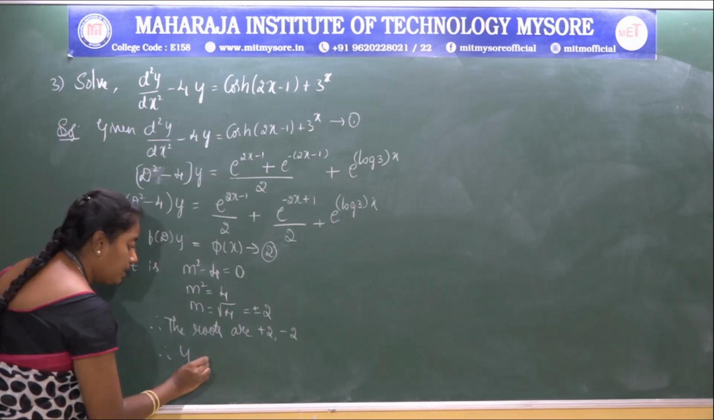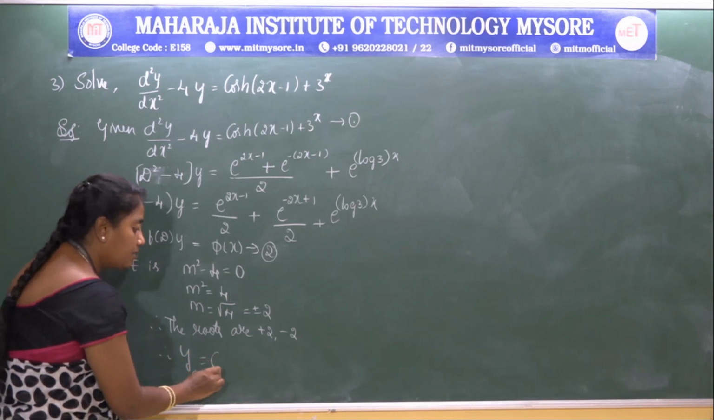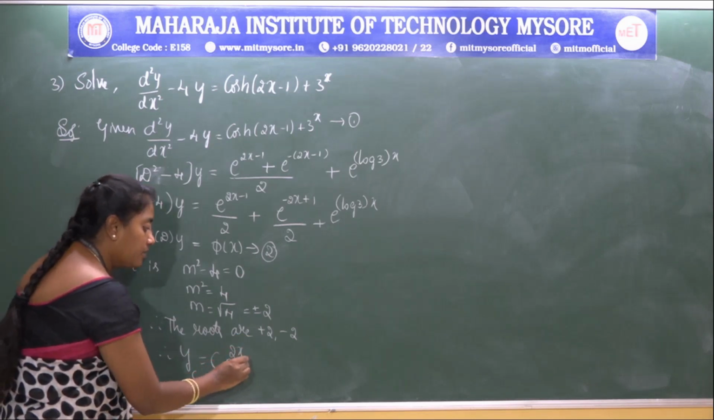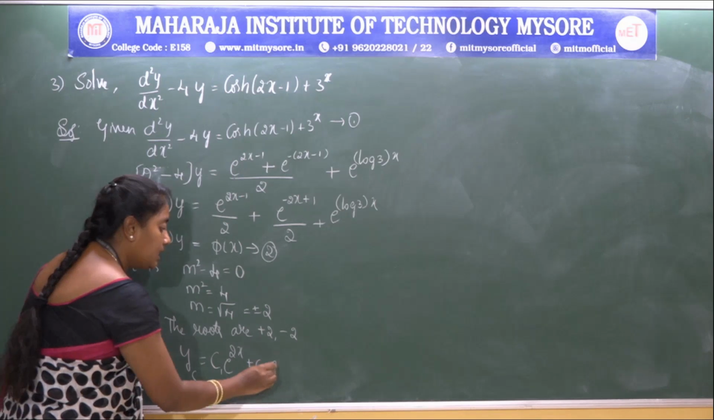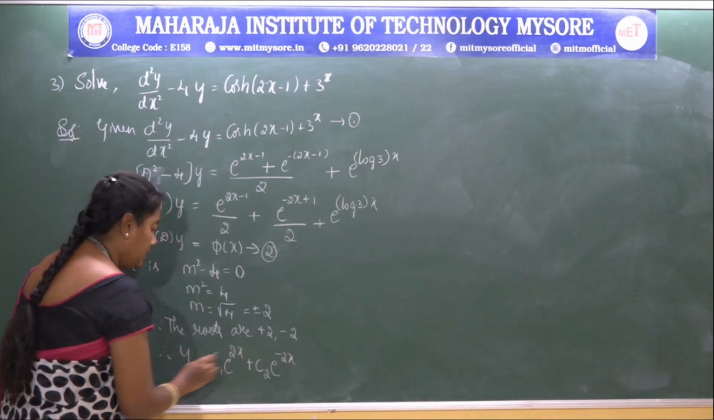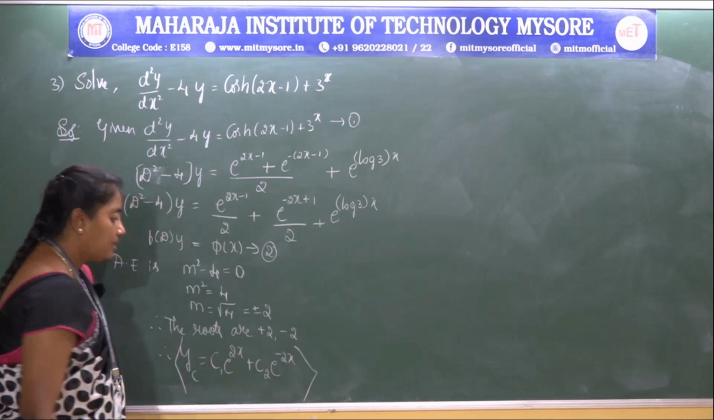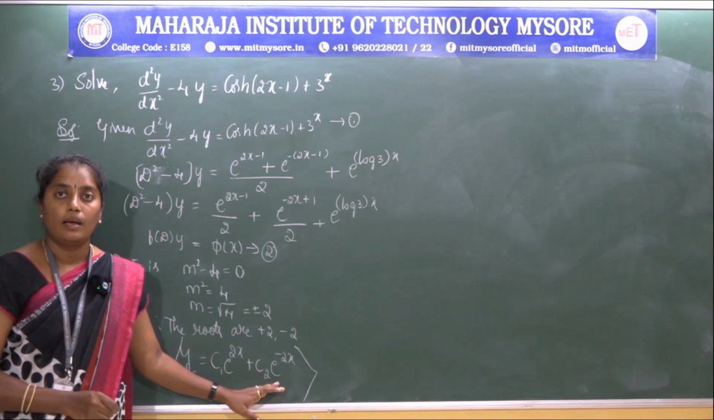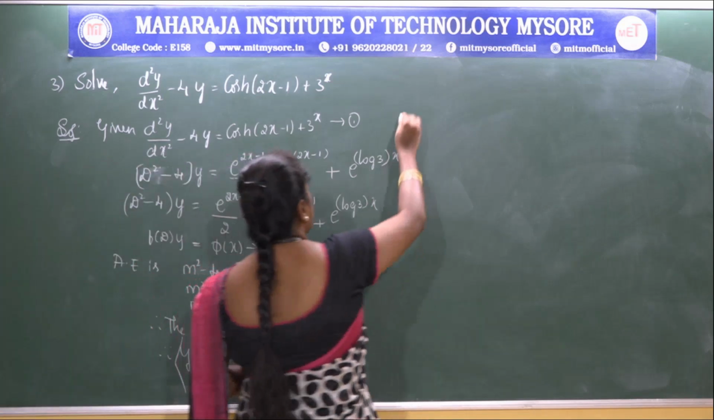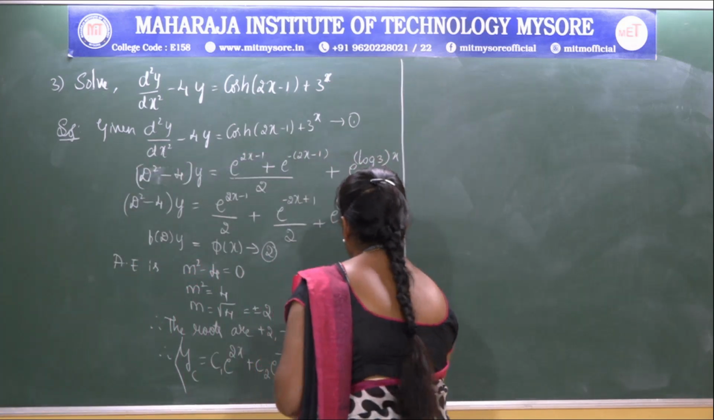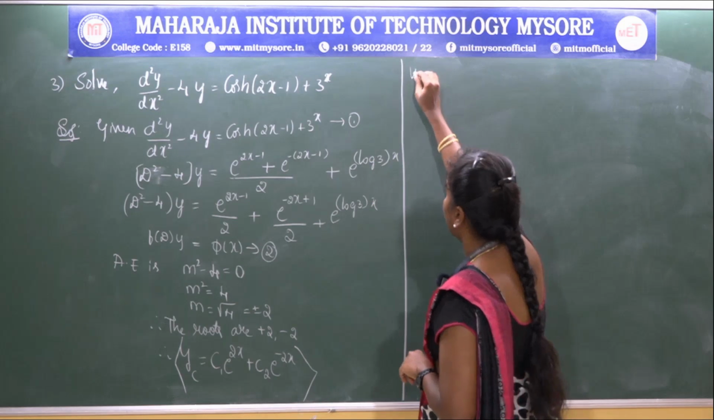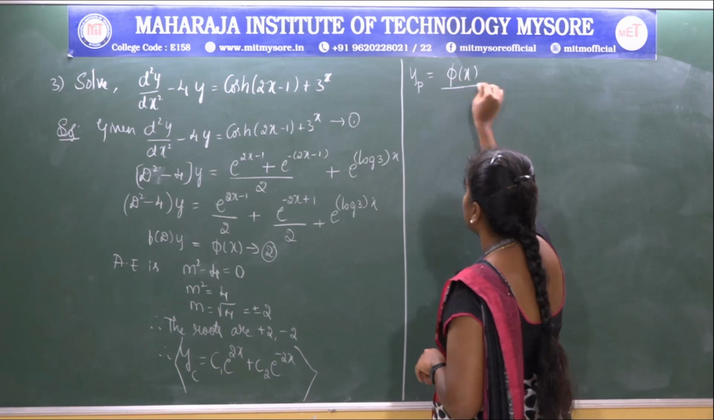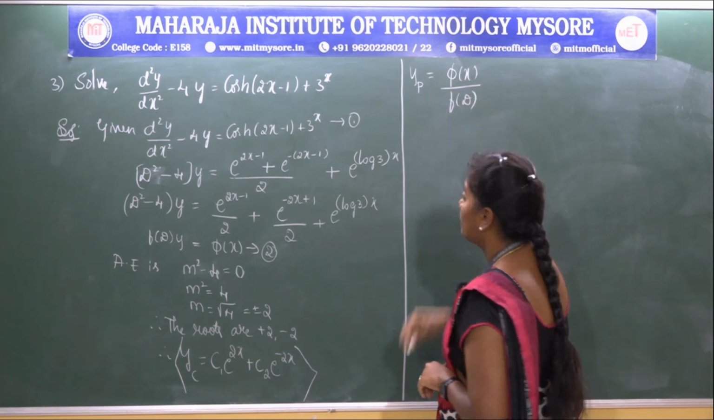Therefore, complementary function yc is equal to, it comes in case 1, c1 e to the power of 2x plus c2 e to the power of minus 2x. First part complementary function, c1 e power of 2x, c2 e power of minus 2x. And next, to find the particular integral of the same, that is to find the value of yp, formula is phi of x divided by f of d.